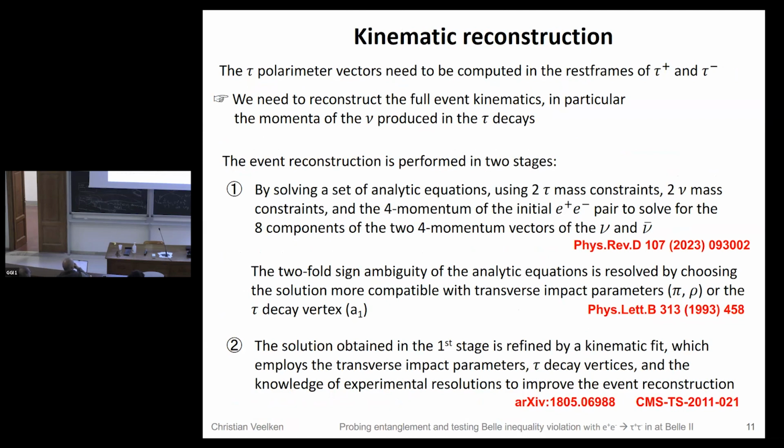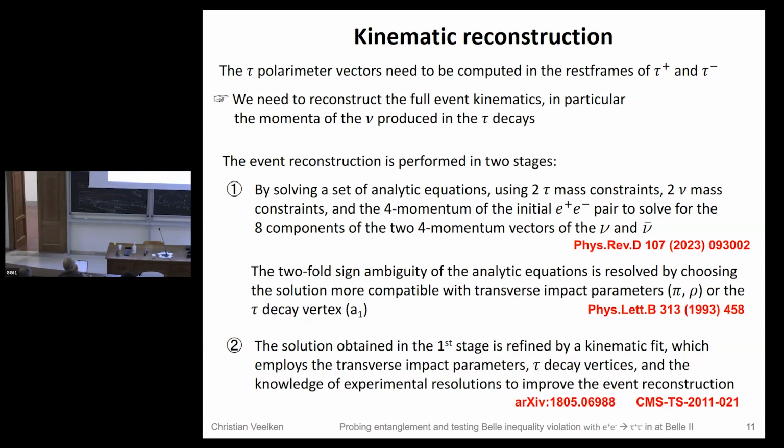And because the kinematic reconstruction is so important, we spent some time on optimizing this. So the procedure that we use is a two-step procedure. In the first step, we use a set of analytic equations. This is what Muhammad showed you in the morning. There are 8 knowns, 8 unknowns. It's the 2 vectors of the neutrinos that are produced in the tau decays. And we have 8 constraints. 2 are the tau mass constraints. 2 are the requirements that the neutrino vectors are massless. And then we have 4 constraints for the energy momentum conservation with respect to the known e plus e minus initial state. If you solve this set of equations, you get unique solutions up to a 2-fold sign ambiguity.